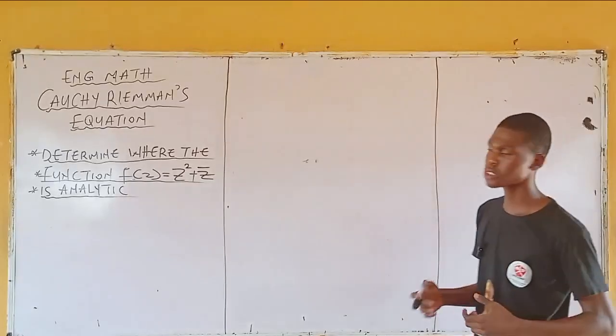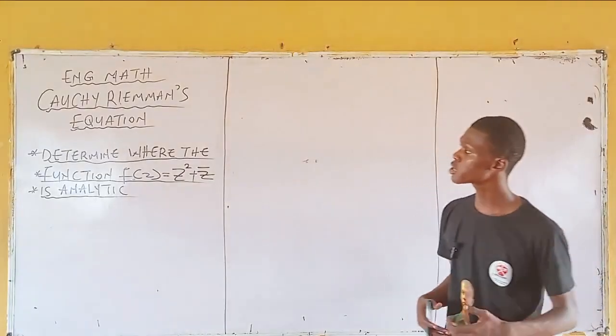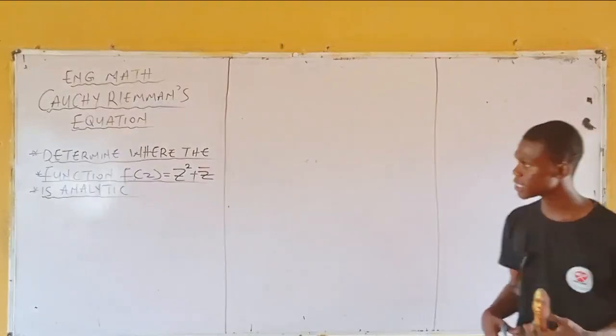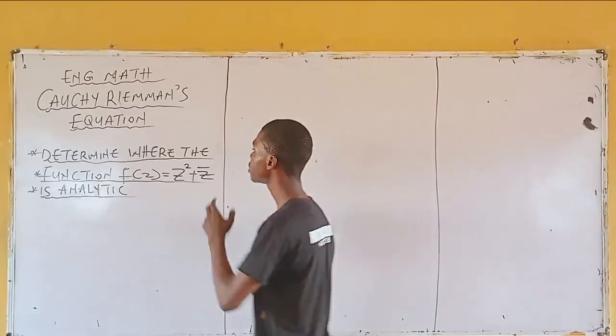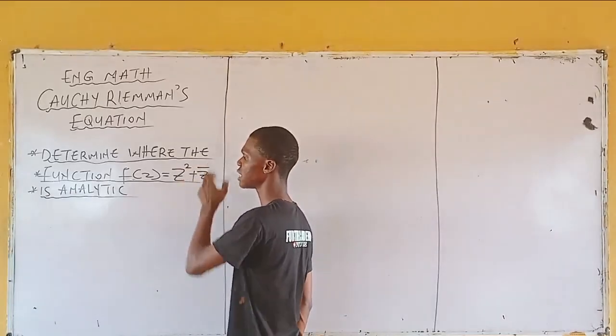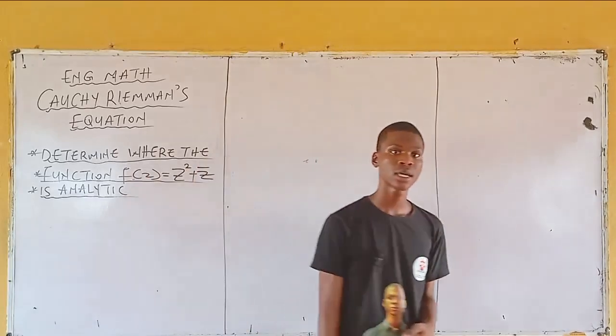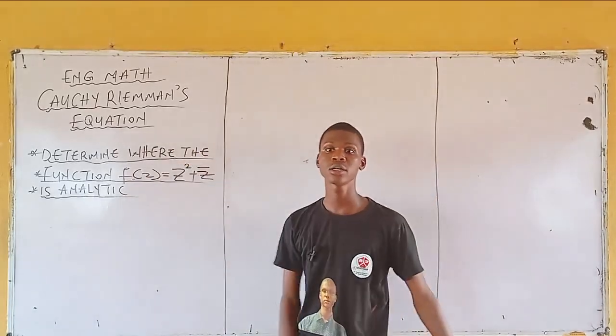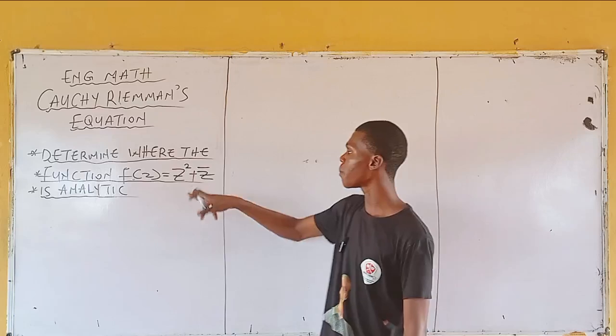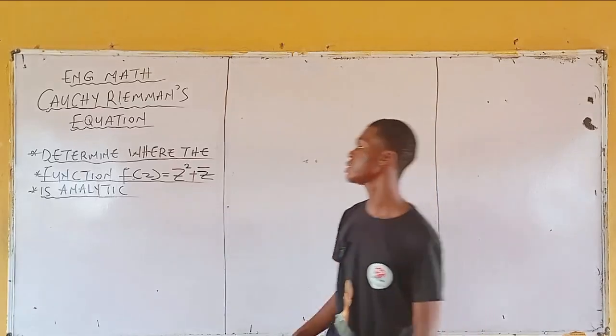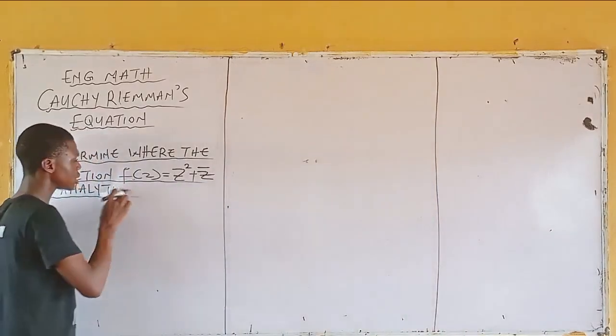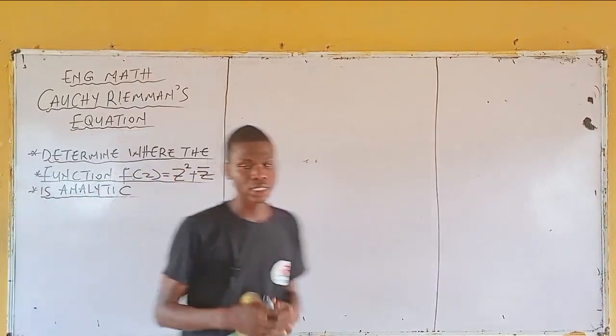We will be looking at another question on Cauchy-Riemann equations. The question says: determine where the function f of z equals z squared plus z bar is analytic. So what this question is saying is that we are given f of z as this.